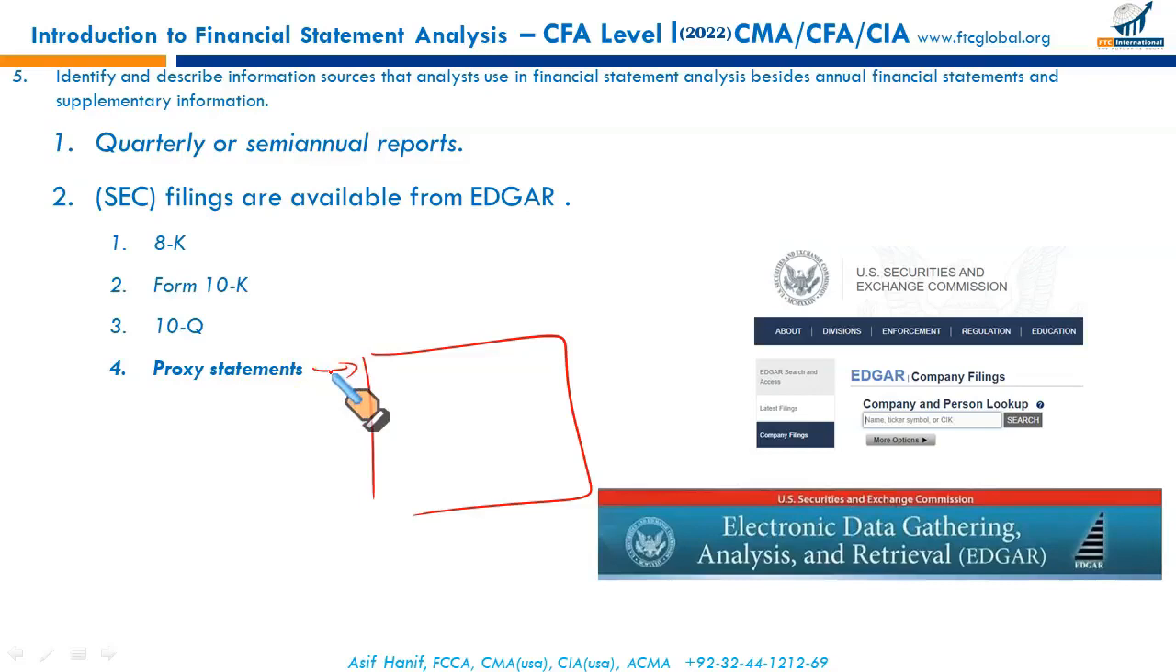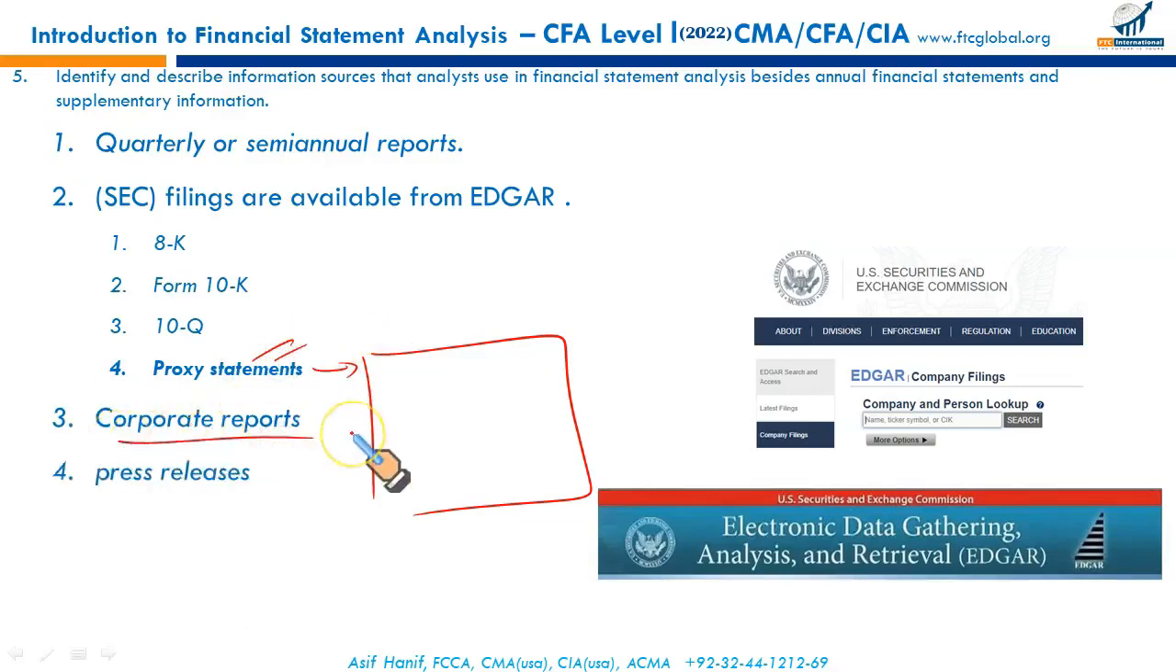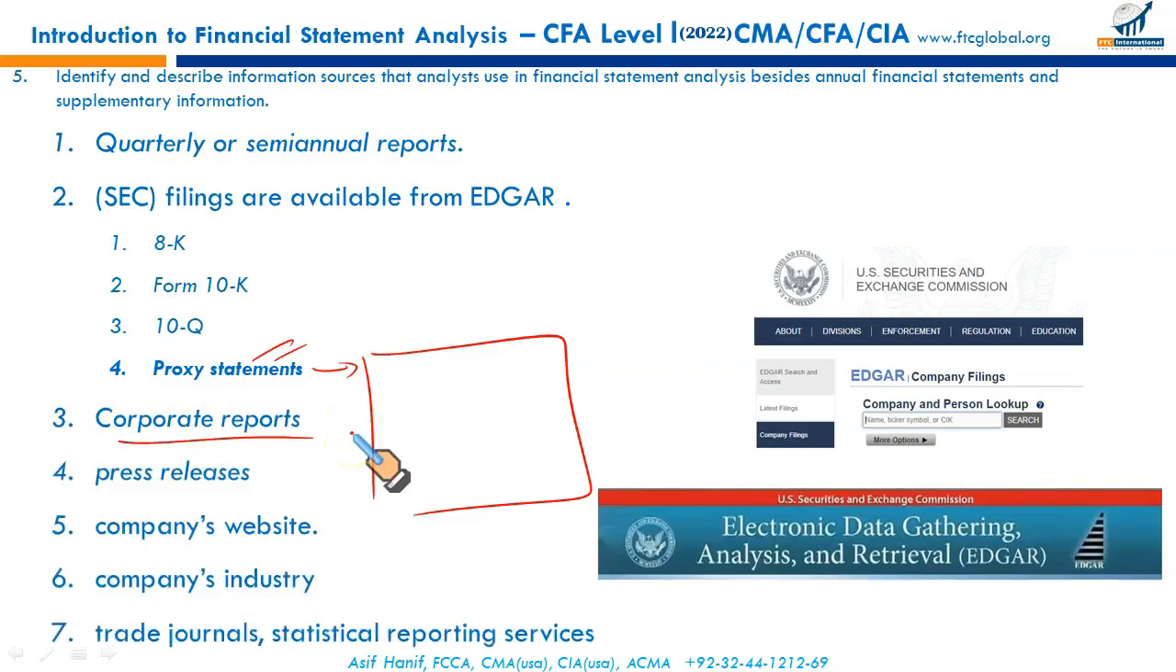This proxy statement is also available on the Edgar system, and we can get to know about some key management employees, their qualifications, their compensation, etc., if we want to know about a particular key management employee. Then we have corporate reports also, press releases, the company's website, the company's industry where it is operating, trade journals, statistical reporting services.